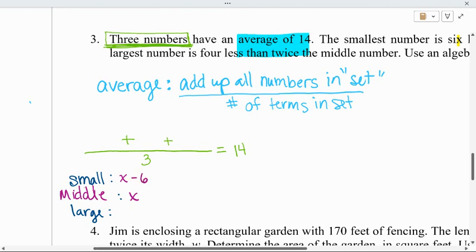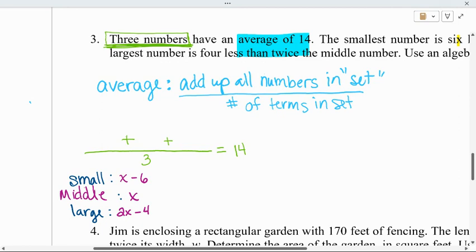Okay? Who wants to finish reading that statement about the large number? You want to read it, Lorianne? The largest number is 4 less than twice the middle. You need to keep your head up. 4 less than twice the middle. How do I show that? 4 less than, that means I'm going to do what? 2x minus 4. Good job.